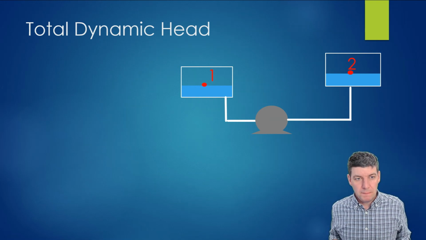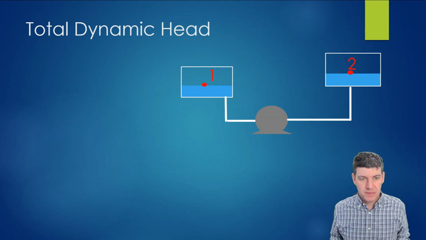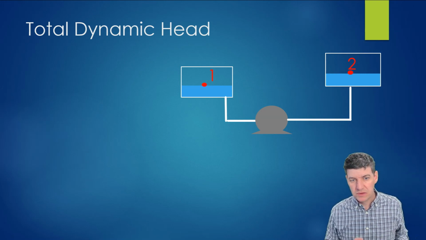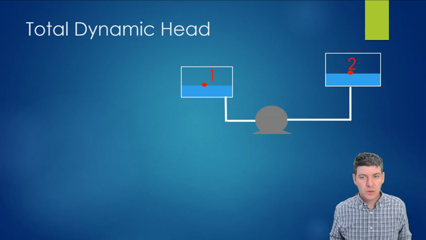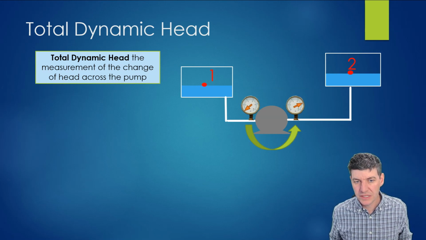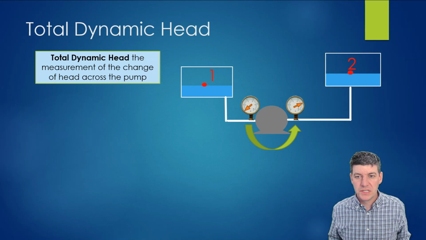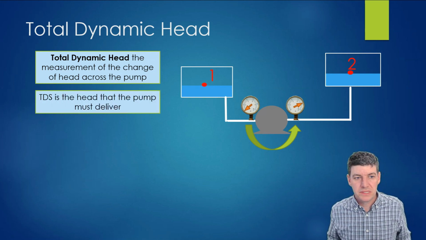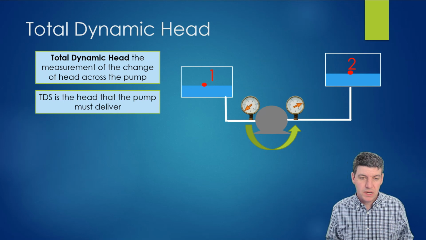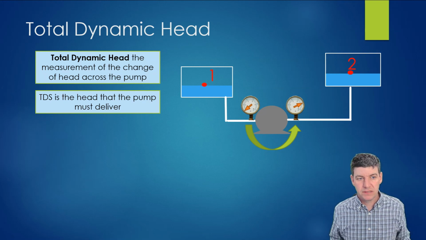We saw in that pump performance curve that we cared about the total dynamic head. We've talked about the suction side and the discharge side, and total dynamic head is really a measurement of the change in head across that pump. If we see a pressure change across that pump, that pressure change is a measurement of what's happening with the pump. We don't talk about it in terms of pressure, we talk about it in terms of head that the pump must deliver.